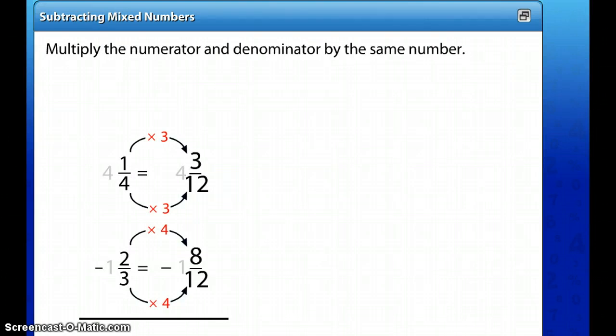Multiply the numerator and denominator by the same number. Not a 4 down. I'm sorry. We're going to have an 8 down here. My bad.